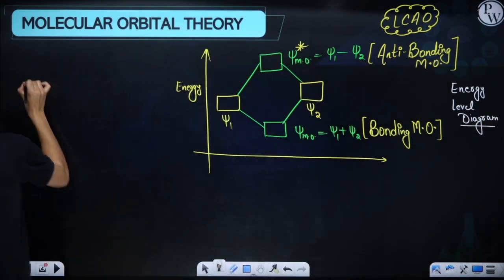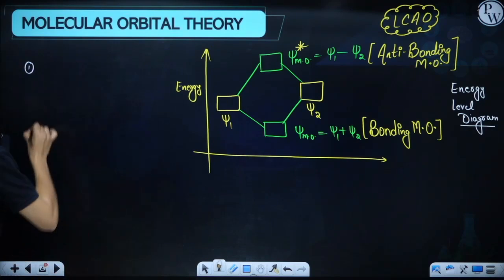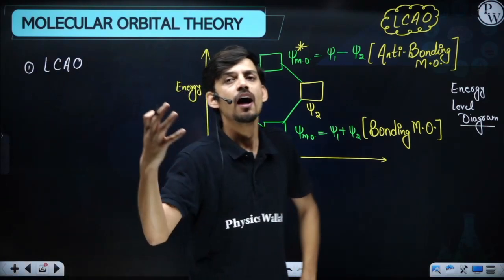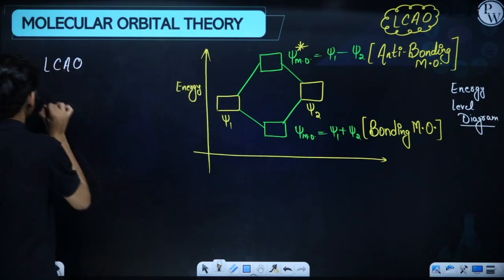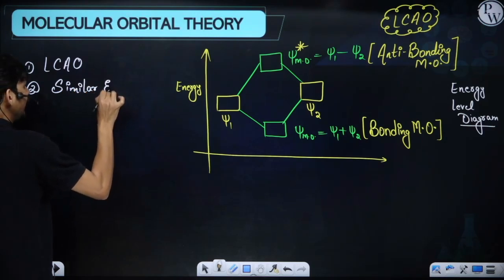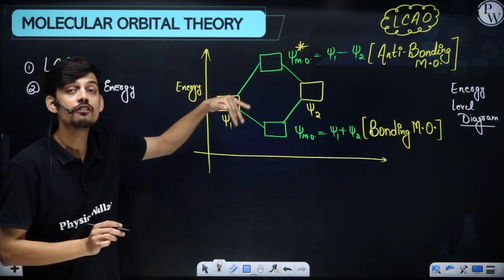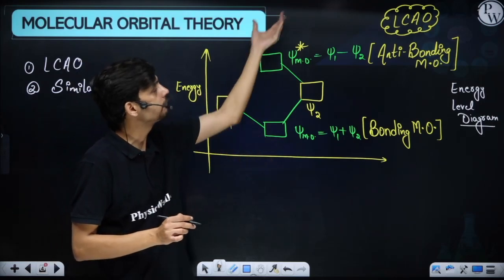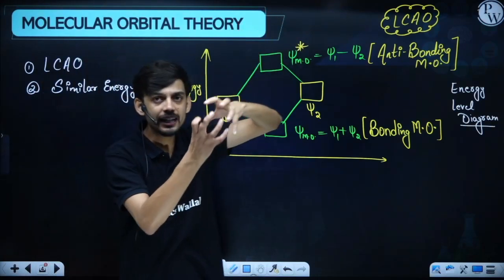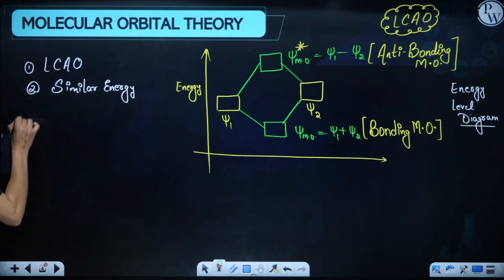Now let's understand some conditions. First of all, atomic orbitals can combine, but there are some restrictions. The first restriction we have already seen, that they can only combine linearly because there can be only two things between them, either attraction or repulsion. Second, they should have similar energy. That is, their energy should not be very different. Because if they are very far apart in the energy level, that means they are very far apart in their stability level. And a stable orbital will not combine with another unstable orbital. An unstable orbital will give instability only, right? So if they are very far apart in energy, their combination is not possible. So for their combination, their energy should be similar.